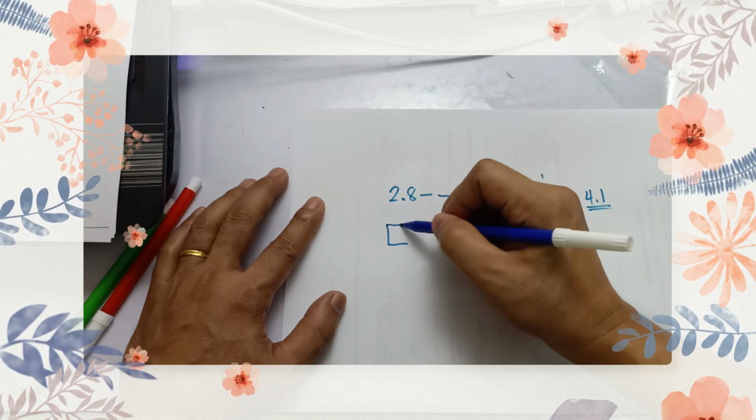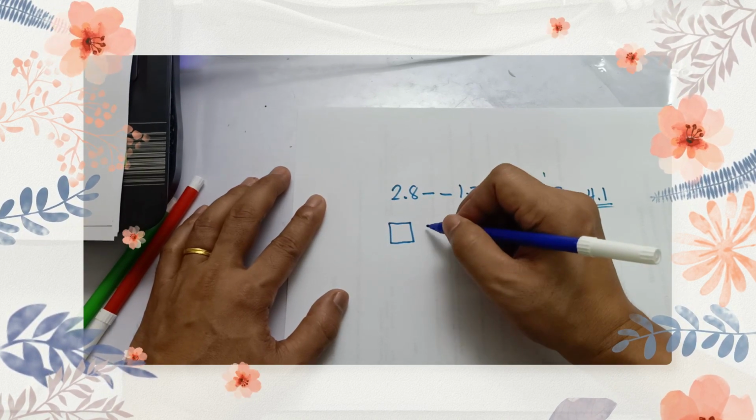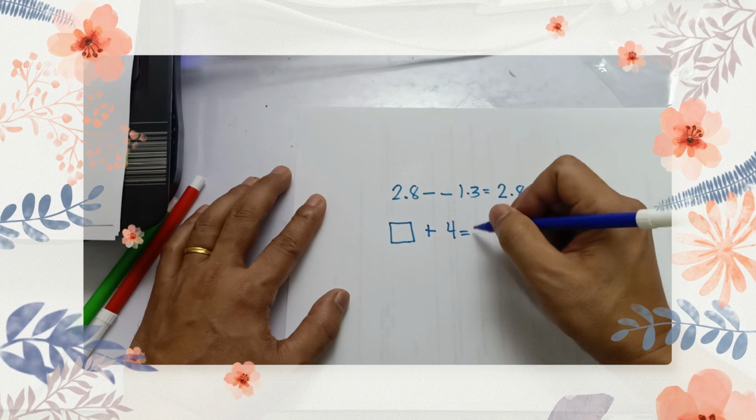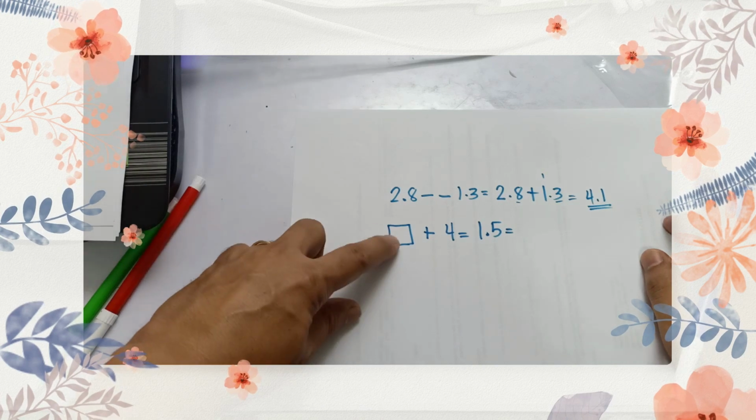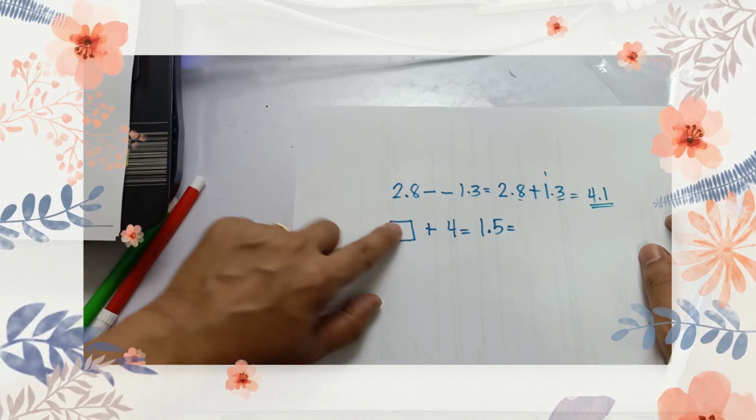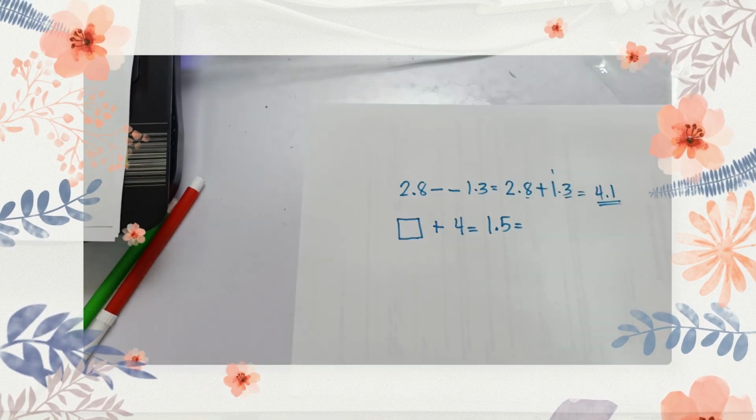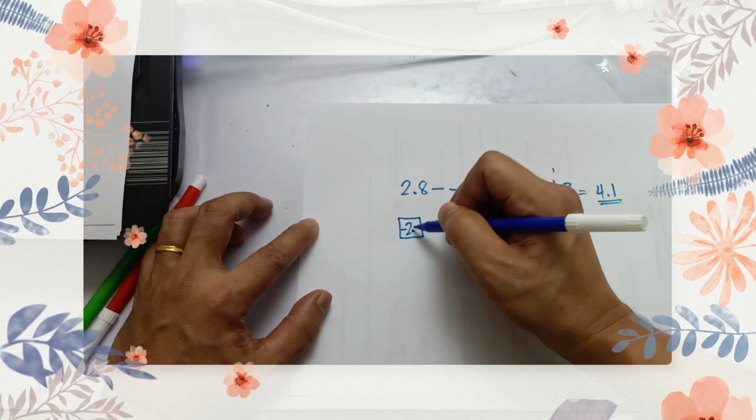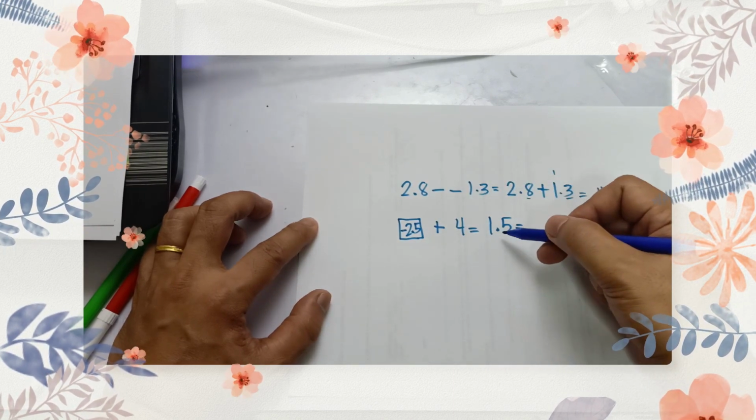What if you have a blank here, plus 4 equals 1.5? What number is this? What number, when you add 4 to it, gives you 1.5? So you should put negative 2.5 here, because 4 minus 2.5 gives you 1.5.